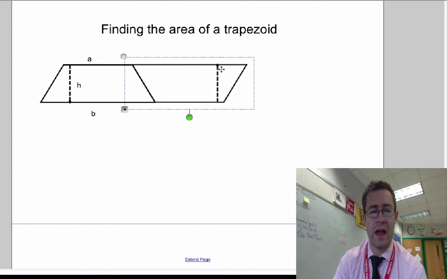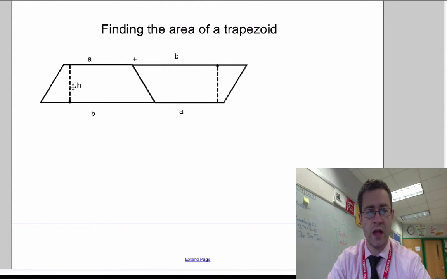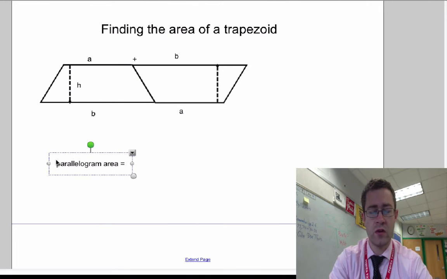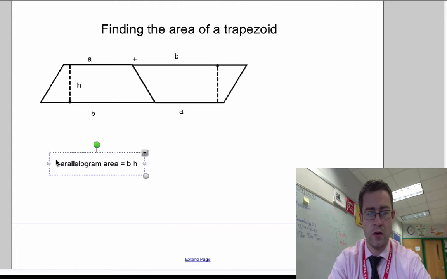We get, ladies and gentlemen, a parallelogram with the length A plus B as our base. You see it's A plus B. So that is our base, and this would be our base, and then we have our height. So if you remember, the area of a parallelogram was equal to base times height.